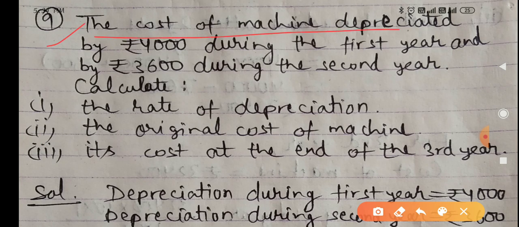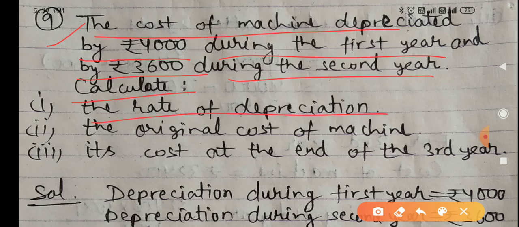Now question number 9, you can see what is given. The cost of a machine depreciated by 4,000 during the first year and by 3,600 during the second year. Calculate the rate of depreciation, the original cost of the machine, and its cost at the end of the third year.